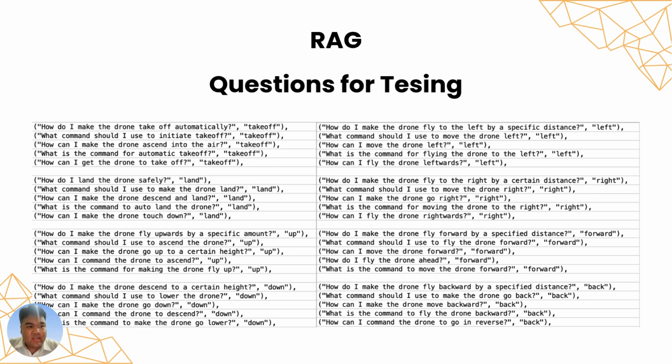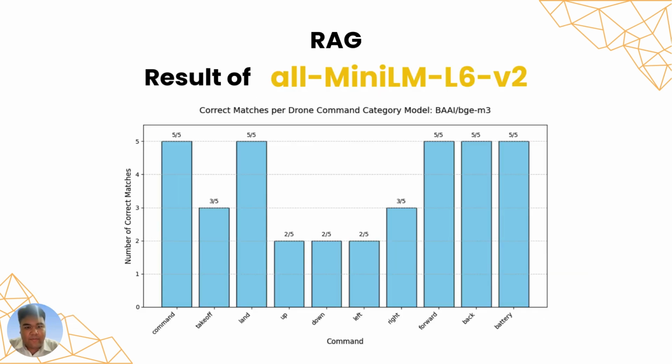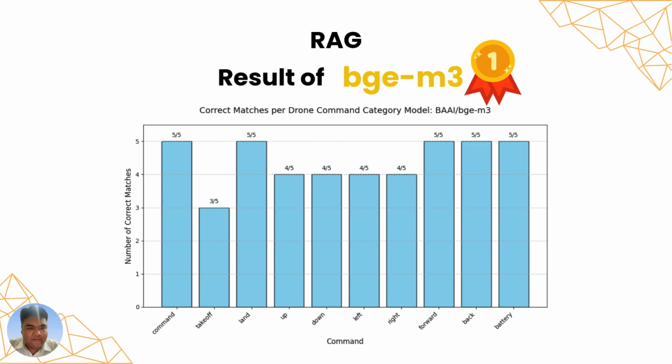For example, how do I make the drone take off automatically? The answer is that the human needs it to take off, right? So let's test the two models and see what they give. The first one is MiniLM. Yeah, it's quite good, but it has some commands that do not exactly give what the user needs. But BGE-M3 has better performance; in the same test question, it gives just the takeoff. That might not be okay, maybe because the question was too hard or something like that.